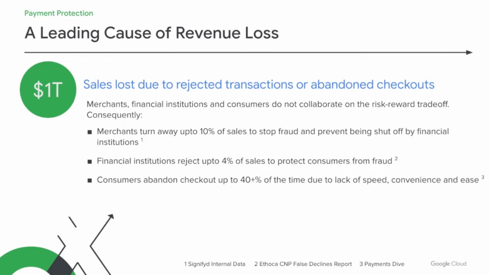For the merchants, they end up turning away 10 to 20% of their sales because they're trying to stop fraud. And they're trying to do that because if they let too much fraud in, financial institutions like the payment gateways or the acquirers tend to either turn them off or put them under penalties, like charges that are much higher than what they're used to. And so they end up turning away good people.